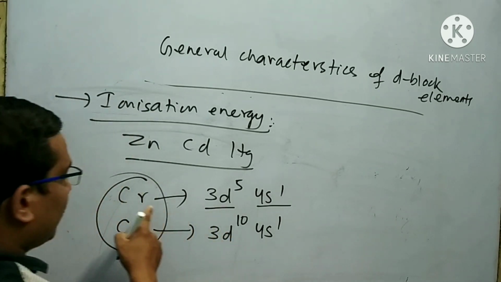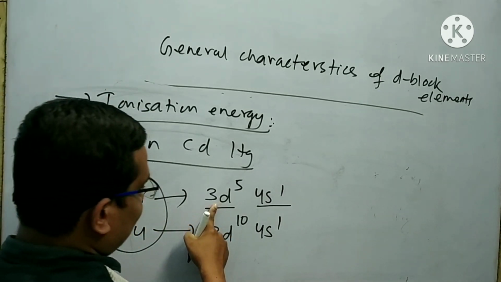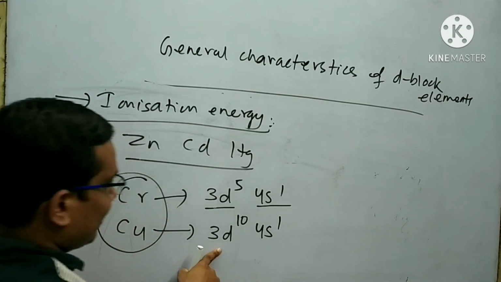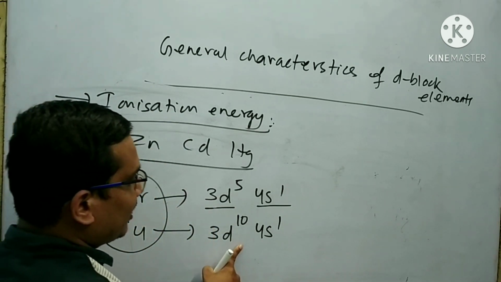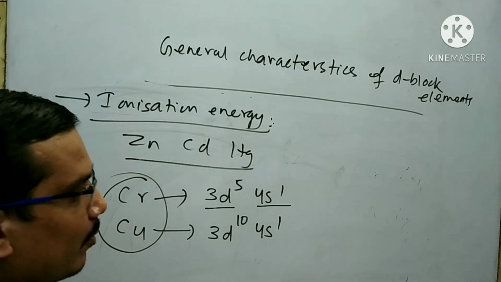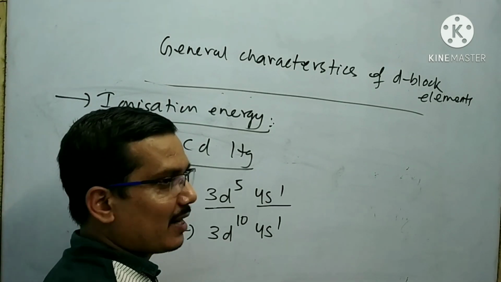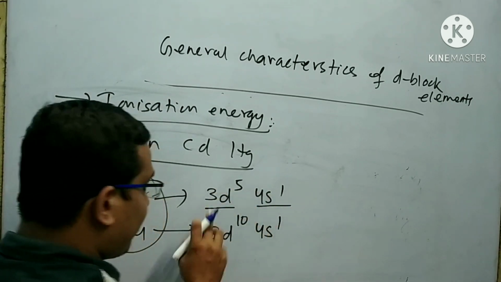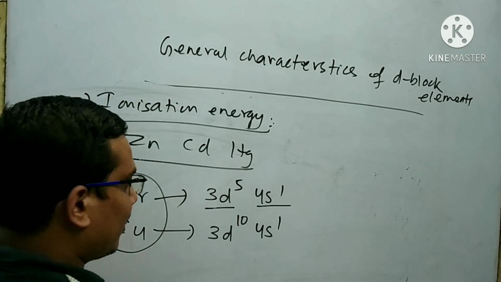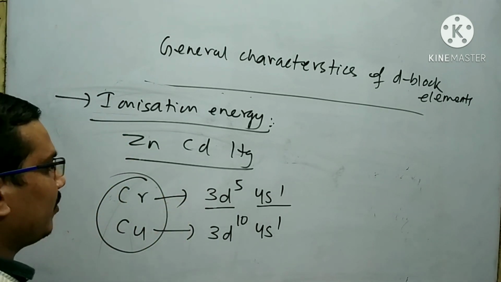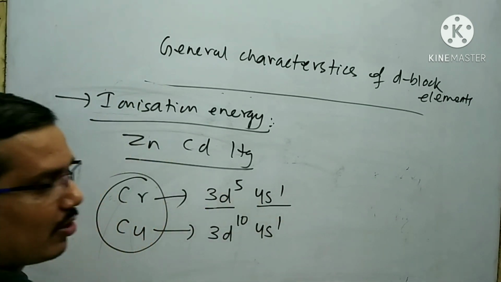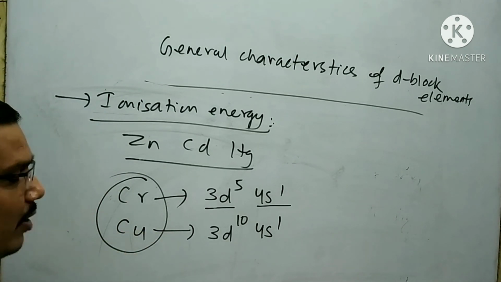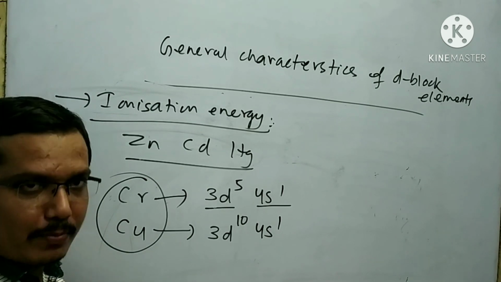In the case of chromium, look at that, this 3d orbital is half filled. In the case of copper, this 3d orbital is full filled. We know that more ionization energy is needed to remove an electron from a half filled orbital and a full filled orbital. In chromium, the 3d orbital is half filled. On the other hand, in copper, the 3d orbital is full filled.